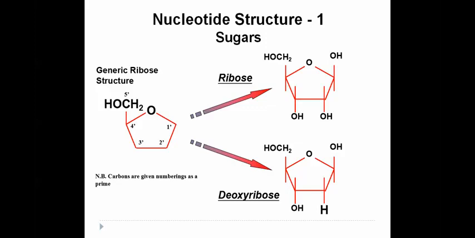So again, the major points we are seeing in this diagram: one, the sugar has 5 carbons. On the 5th carbon, that's where we have the phosphate binding. On the 2nd carbon, that's where we determine whether it's DNA or RNA. So the 5th carbon, we have the phosphate. 2nd carbon, we determine whether it's DNA or RNA. 1st carbon, we have the nitrogenous base.